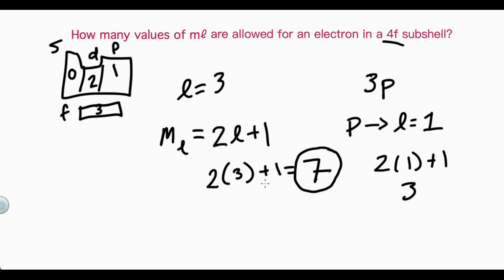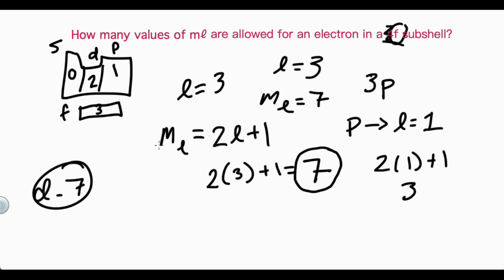Don't overcomplicate things. Take your tests slow, but don't take them too slow. If this was asked on a test, this should take you 10 seconds. I'm not even kidding. Because you read it, how many values of ml are allowed for an electron in a 4f subshell? Right when I see the f, the 4 doesn't even matter. I automatically know l equals 3, ml has 7 values, and you circle 7. Good luck, guys.